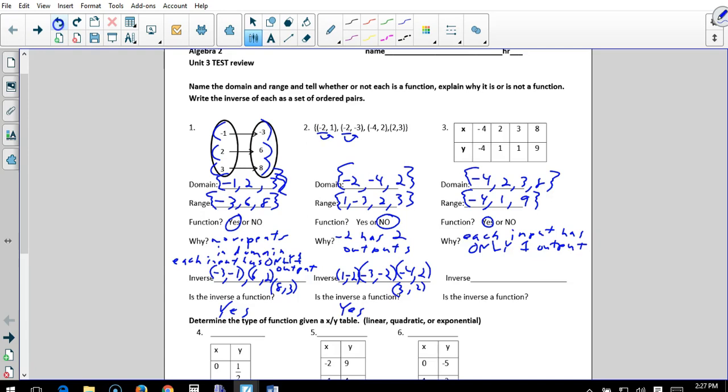Now I'm going to flip them, reverse them. -4, -4 is still -4, -4. No big deal there. Then I have 1, 2. I also have 1, 3. And right at that point, bells should be going off in your head saying, whoa, whoa, whoa. Does 1 give me 2 or does 1 give me 3? It gives me both, which means no, it's not a function. And last but not least, 9, 8.